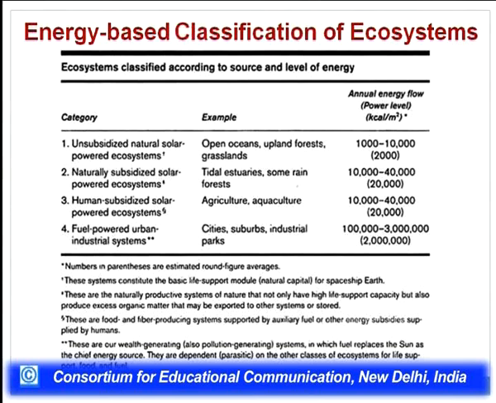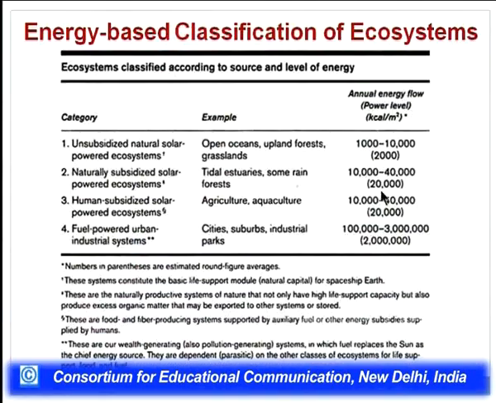Natural subsidized ecosystems are such as tidal estuaries or some rainforests. A coastal estuary is very rich in the production of energy as compared to the watersheds around it. Some tropical rainforests are much richer than the surrounding land or watersheds. So these naturally subsidized solar powered ecosystems produce a much larger amount of energy. As you can see here, 20,000 kilocalories per meter cubed is the power level they are producing.